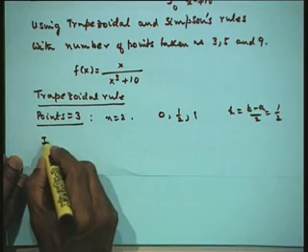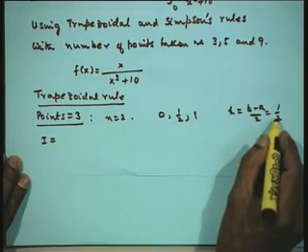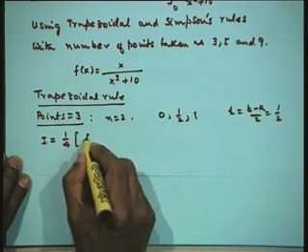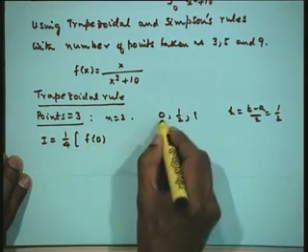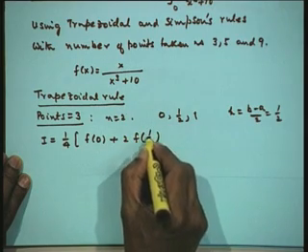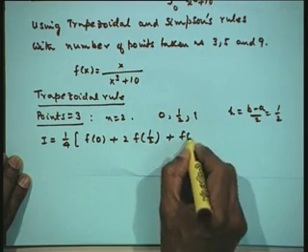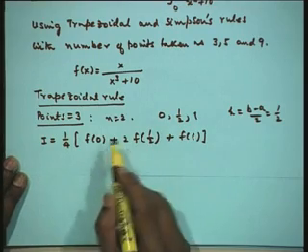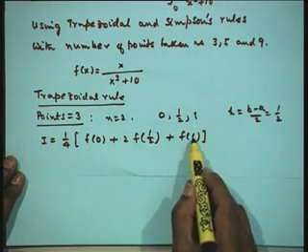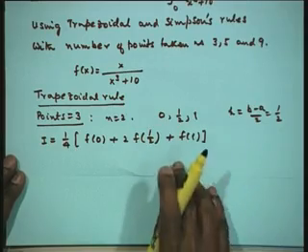Therefore the value of the integral would be I is equal to h by 2, that is 1 by 4, times f at x naught, f of 0, plus 2 times f at half plus f at 1. That is, f at x naught plus 2 times f at x 1 plus f at x 2, that will be the value of the integral.